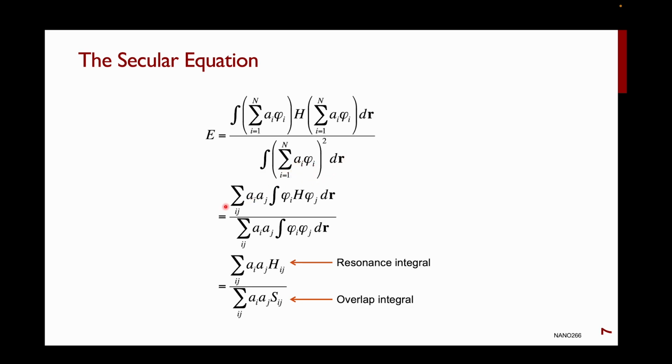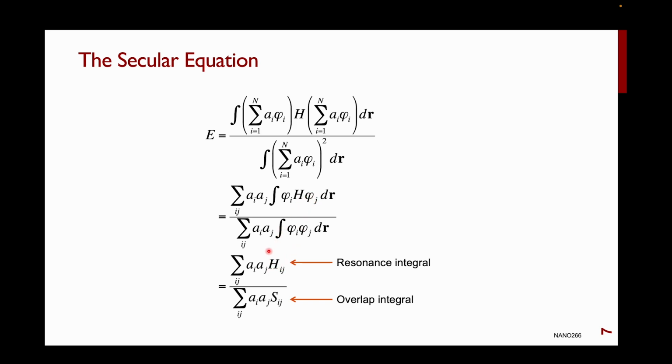Okay. Now, if you do some rearranging, basically what you get is this term over here. So you have your coefficients ai, aj, and what you have here is basically the integral of your basis function phi i with H with phi j, right? And the bottom just simplifies to this expression over here, which looks very similar, except that there is no Hamiltonian in the middle.